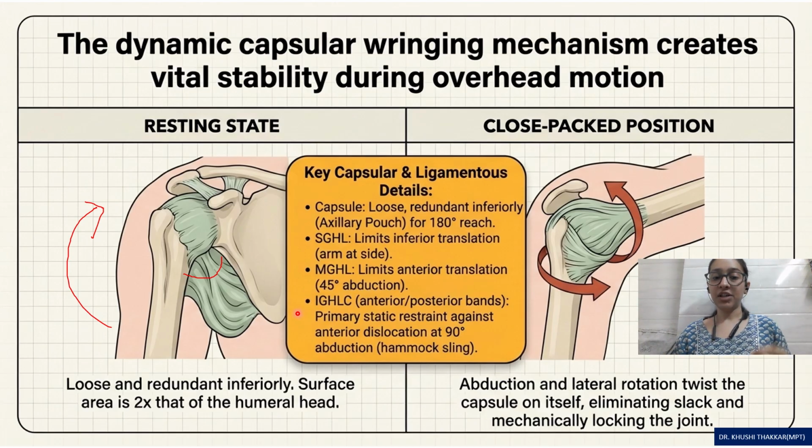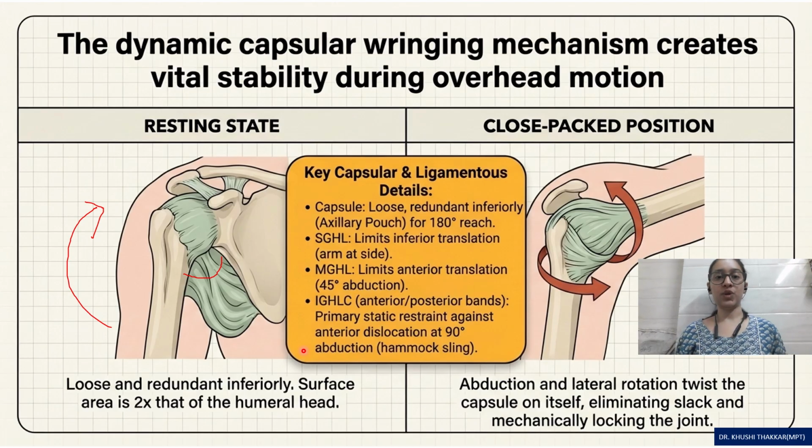We have the inferior glenohumeral ligament complex, which includes the three components as we discussed. It is the primary restraint against anterior dislocation at 90-degree abduction. So when we do abduction with lateral rotation at 90 degrees, the inferior glenohumeral ligament takes up the stretch and is maximally stretched, which prevents the anterior dislocation of the head of the humerus.